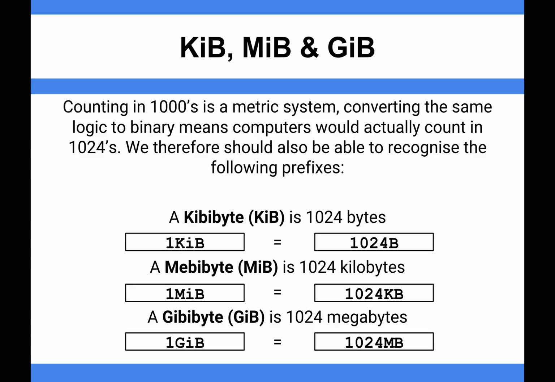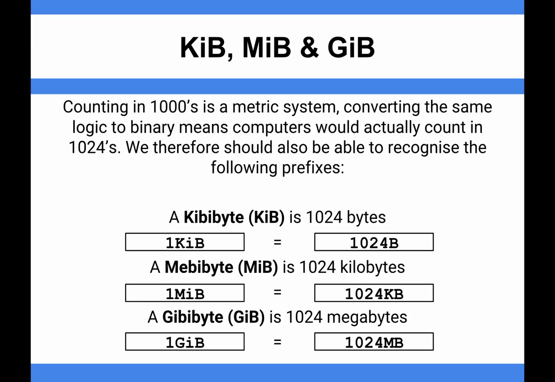So therefore, we've got these measurements. So if you've got K, a little i, and then a B, M, a little i, then a B, G, a little i, and then a B. It's very much like kilobyte, megabyte, gigabyte, but it's known as a KiB, a MiB, and a GiB. Instead of dividing by 1,000, it's 1,024. So 1,024 bytes is known as a KiB. 1,024 KiB is known as a MiB. 1,024 MiB is a GiB.